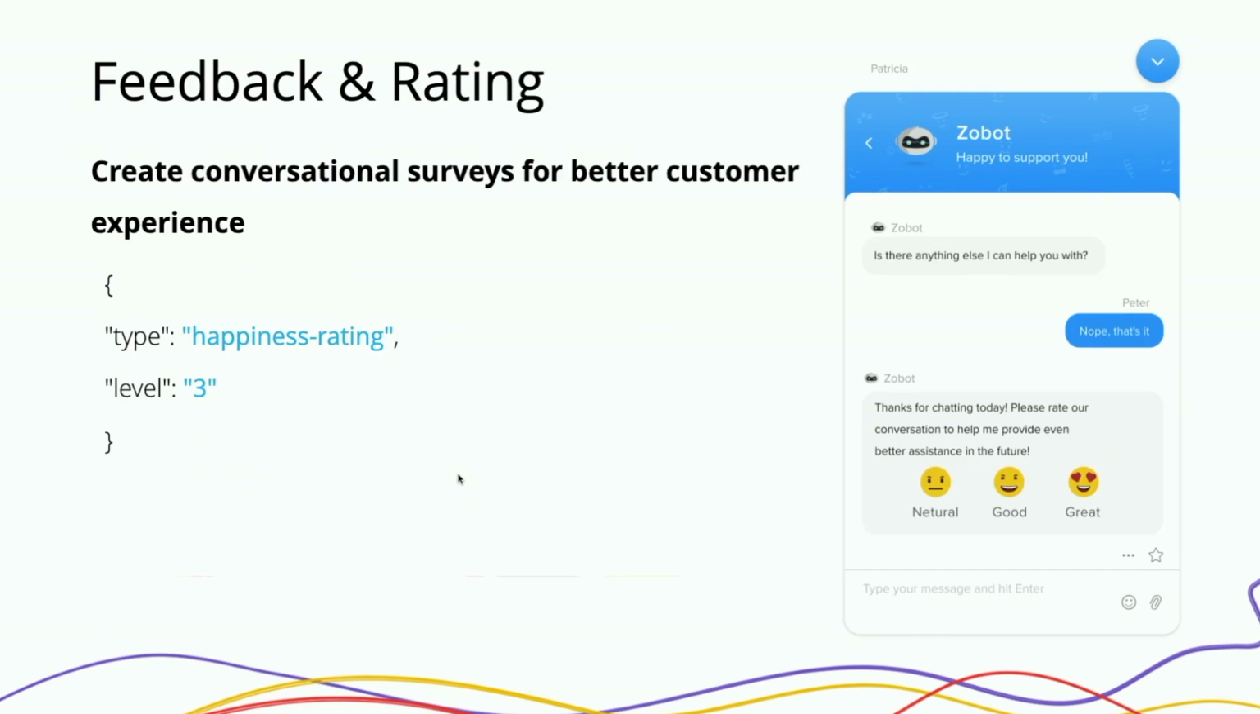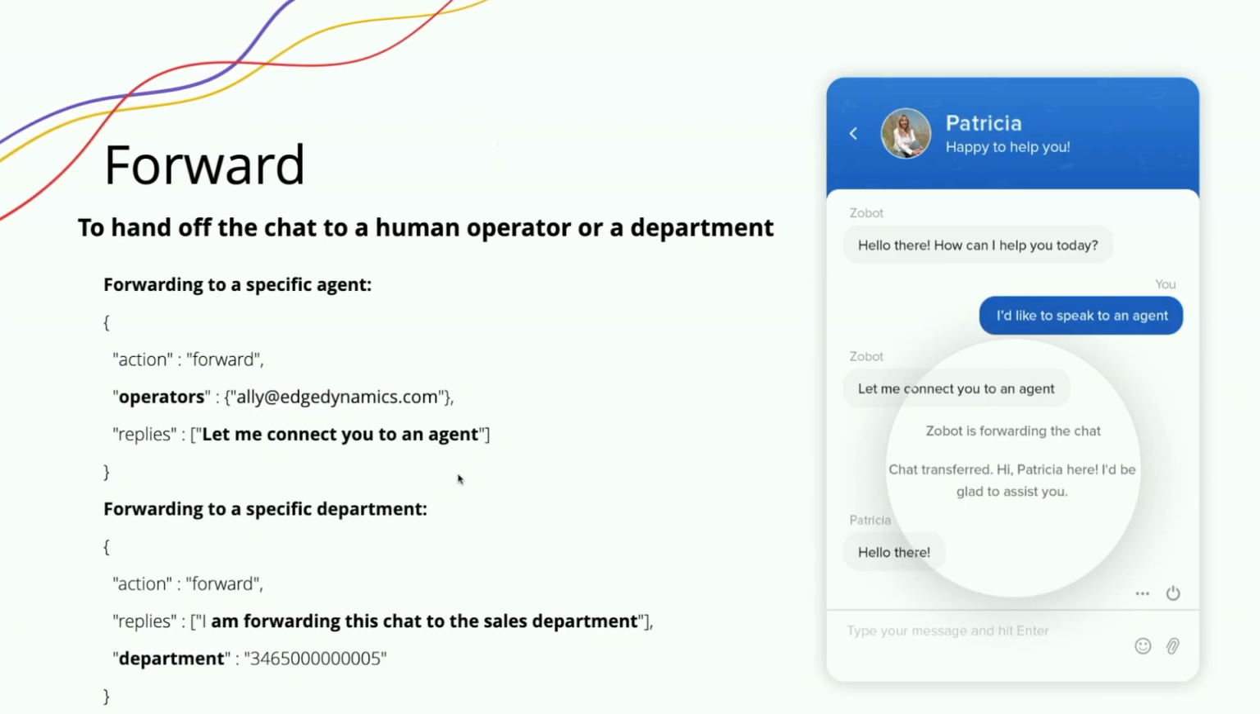And then we have the feedback and rating. So again, we have this card. It's already built into the platform. If you want to add it, all you have to do is just type happiness rating with 3 levels. That's it. So you're able to use all these pre-built cards to create a really engaging chatbot that allows you to make it seem like you're doing a lot, but in reality, it's 2 lines of code. Super awesome.